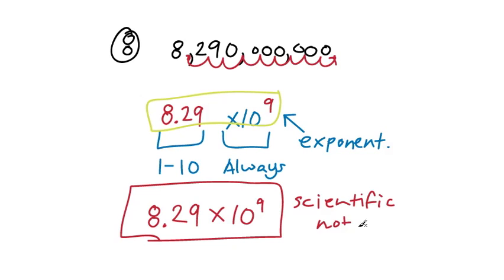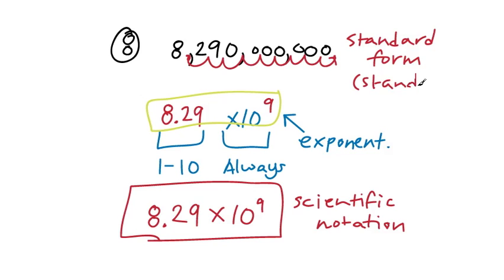And the question actually gave us a number in standard form. So standard form is just a regular number, like nothing special, and sometimes it's called standard form, sometimes it's called standard notation. But the key thing is that this is standard and this is scientific. Okay, so that was number 8.